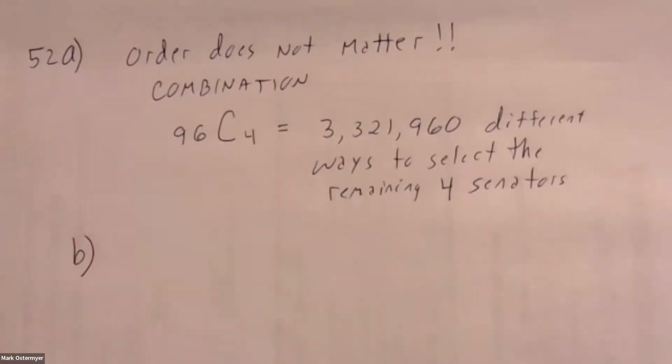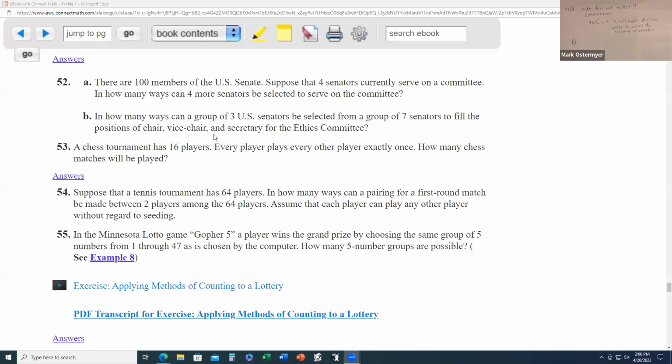This making sense? All right, let's go do 52B now. Problem 52B. It says, in how many ways can a group of 3 US senators be selected from a group of 7 senators to fill the position of chair, vice chair, and secretary? Well, does order matter now? In how we choose these 3 senators from 7 senators to fill these 3 different offices? Order matters, because whether you are selected for the chair position or the vice chair or the secretary position could mean a huge difference in your paycheck, for one thing. Order matters, ladies and gentlemen.